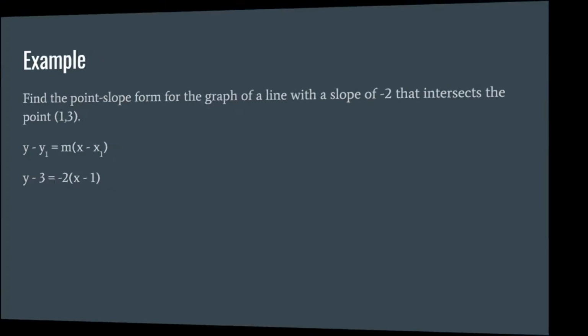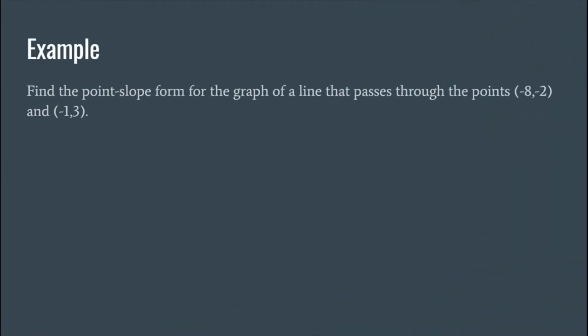Let's take a look at another example. This time we want to find the point slope form for a line that passes through 2 points. We don't have the slope, so the first thing we need to do is find the slope. It doesn't matter which ordered pair you start with, just pick one and run with it. I decided to go with (-1, 3) as my first point. This is the slope I got.